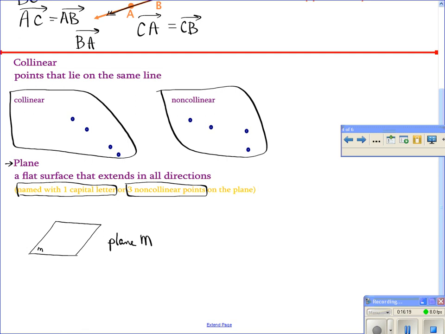Or you can use 3 non-collinear points. So you would have to pick three points that are non-collinear. So you could call it plane... Give me one way to name that. 3 non-collinear points. B, C, D.